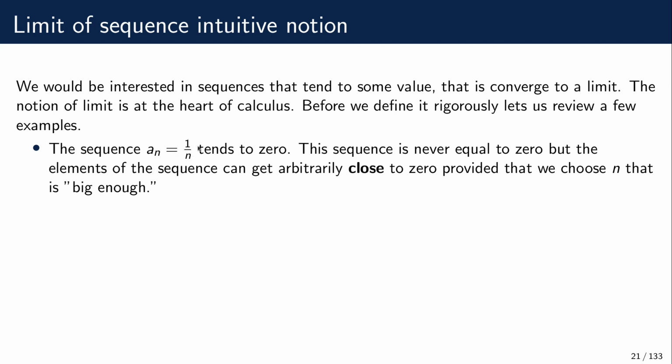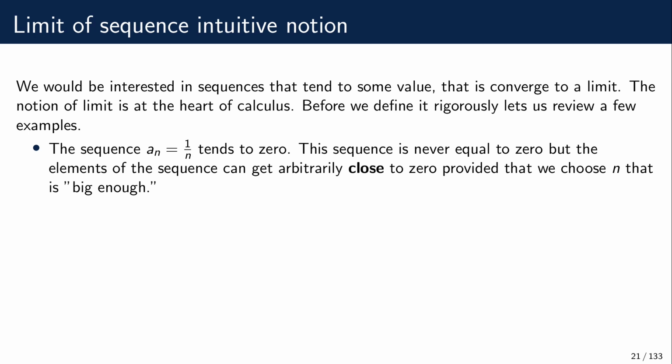And the reason for this, I mean, we can see intuitively what happens. The bigger the value of n, the smaller 1 over n would be. And so we can make those elements of the sequence as close to 0 as we please in terms of value. So for example, if we take n to be 1000, then starting from n equals 1000 and on, the distance between the elements of the sequence and 0 will be less than 1 thousandth.